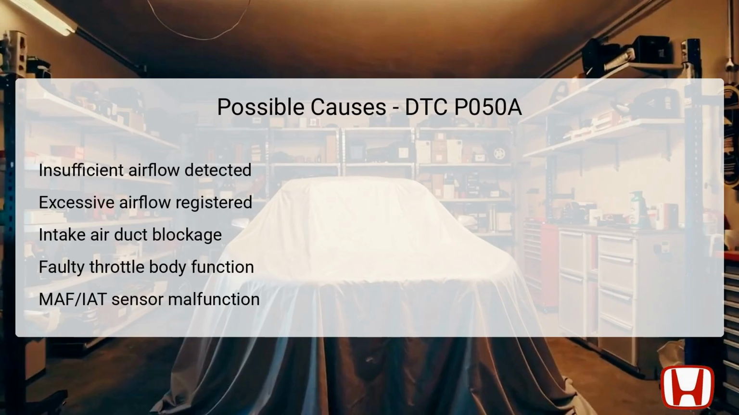A common issue is blockage within the intake air duct or the air cleaner housing, preventing optimal air passage. Problems might also arise from a faulty throttle body that fails to control air intake accurately, leading to erratic engine behavior. Additionally, malfunctions in the MAF or IAT sensors can upset the entire air-fuel mixture balance, further complicating recovery efforts. Addressing these variables is essential to identify the root cause of the problem effectively.